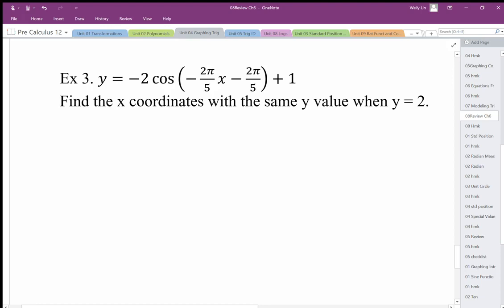I want to solve this one because I've been given a y coordinate and I can just plug this in. So y is 2 and it's equal to -2 cosine of (-2π/5)x minus 2π/5, plus 1. Okay, so I want to solve this equation for x, and that way I can get all the x coordinates.